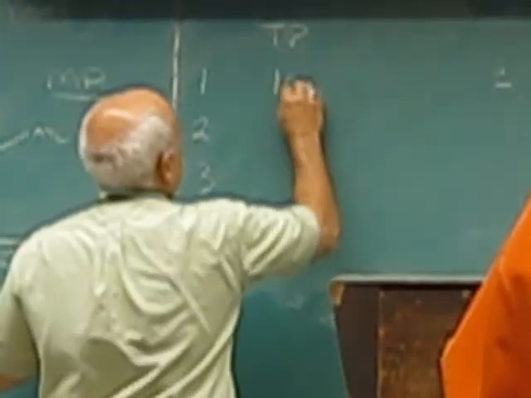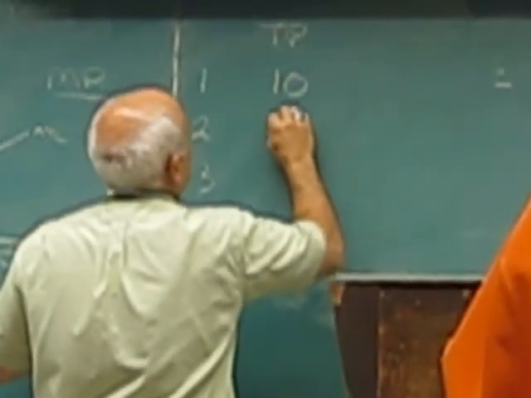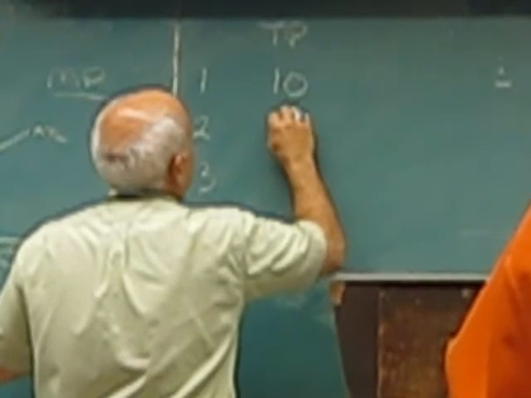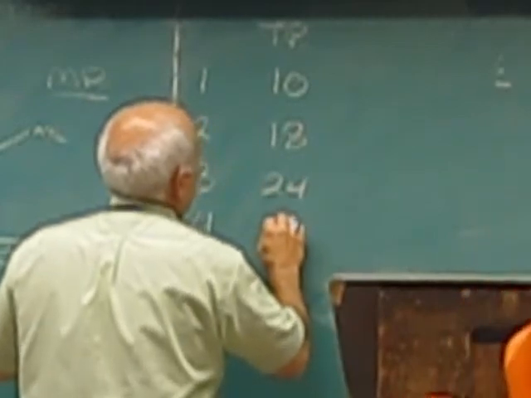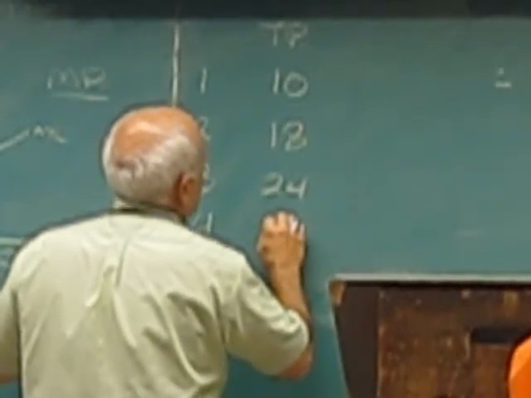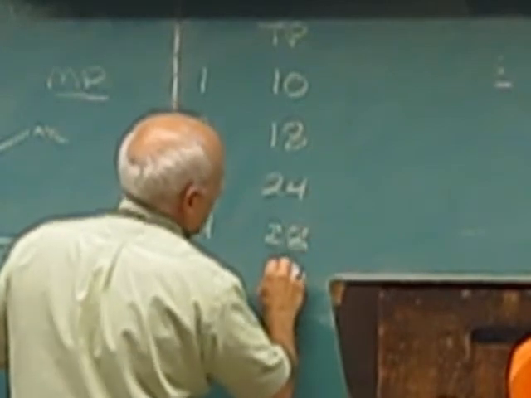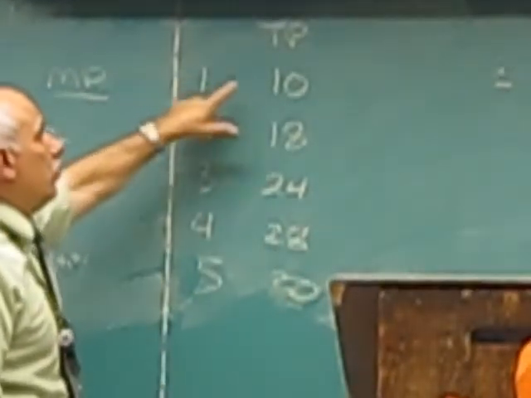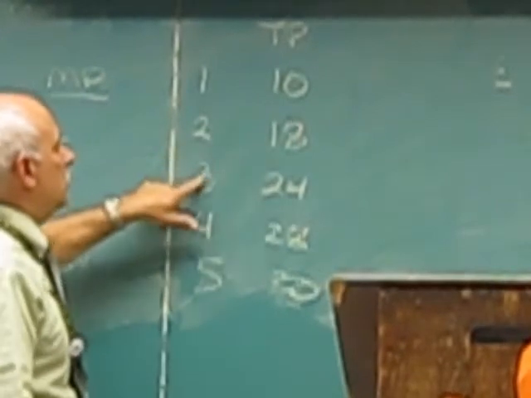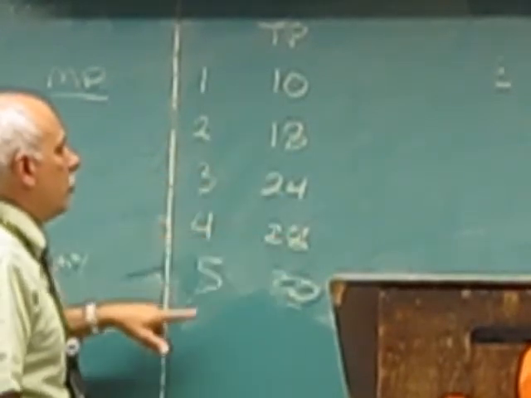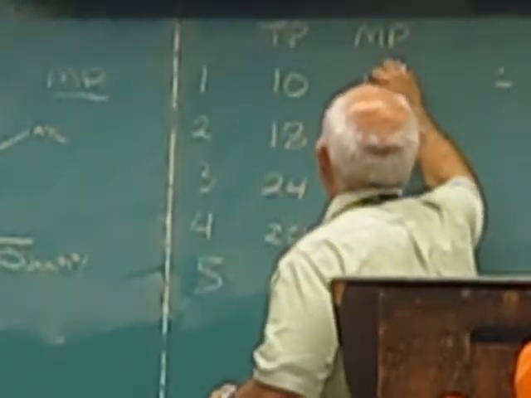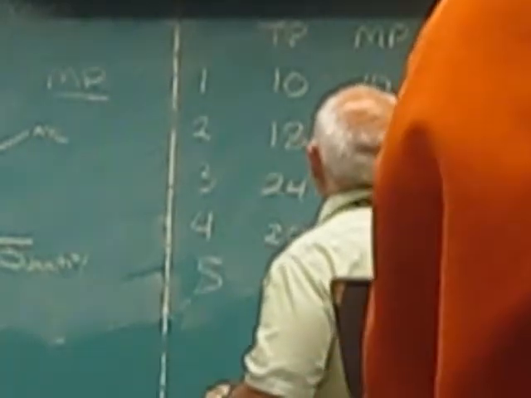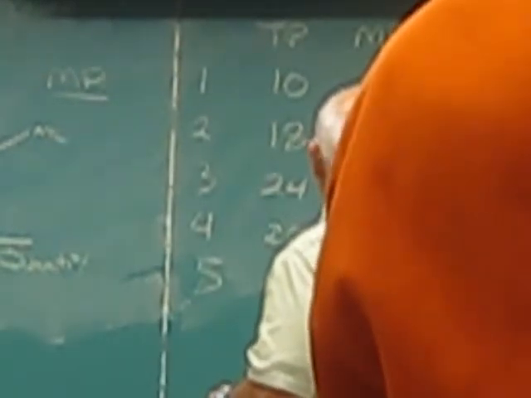So we say, okay, the total product is 10. The total product is 18. The total product is 24. The total product is 28. The total product is 30. So with 1 worker, we're producing 10. With 2 workers, we're producing 18. With 3 workers, we're producing 24. With 4 workers, we're producing 28. The marginal product is the change in the total. 1st worker, the marginal product is 10. 2nd worker, it's 8. 3rd worker, it's 6. 4th worker, it's 4. 5th worker, it's 2.